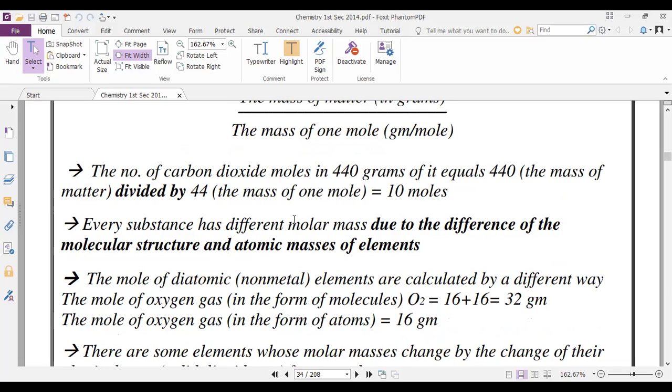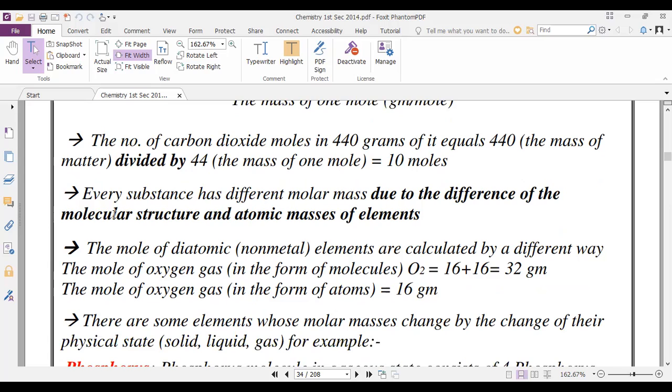Mass of substance equals 440 grams divided by molar mass. The molar mass of carbon dioxide equals 44, right? So the number of moles equals 10, as we can calculate: 440 divided by 44 equals 10 moles. The number of moles equals mass of substance divided by molar mass. Molar mass of carbon dioxide gas means 1 mole, so 440 divided by 44 equals 10 moles. Do you understand? Any problem?